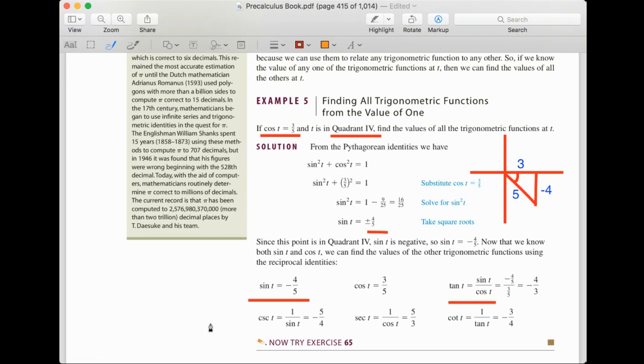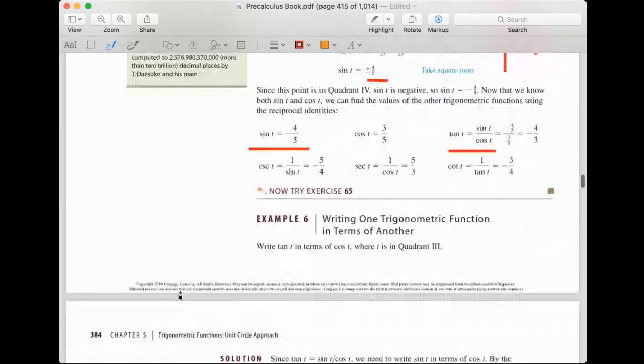Okay, anybody has questions over this? I passed the time. Make sure you understand example 5.